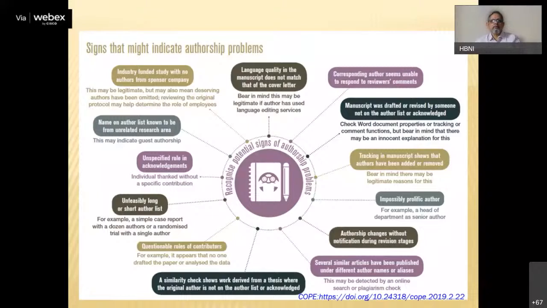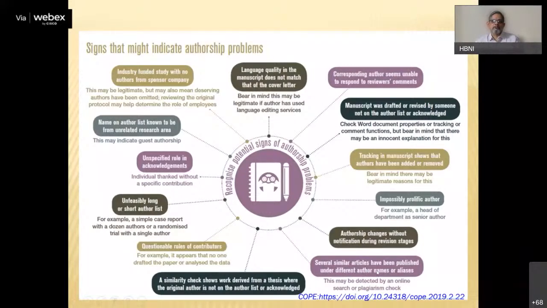Then an impossibly prolific author. Okay. So always you find that the head of department's name is first in the author list. That is again a little strange. I mean, how can one person in a big group be the first author all the time? Then authorship can change without notification during the revision stage. Okay, that's what I just now talked about.